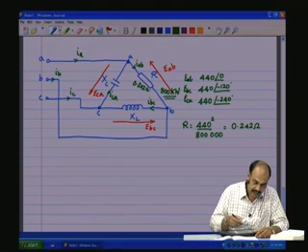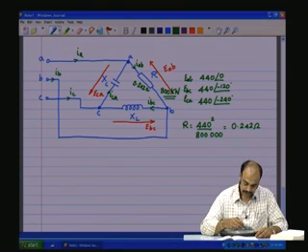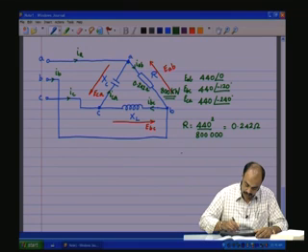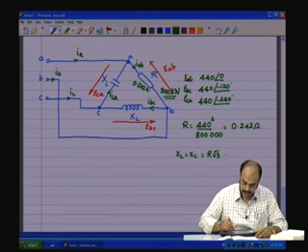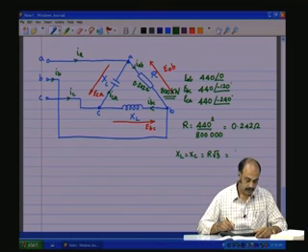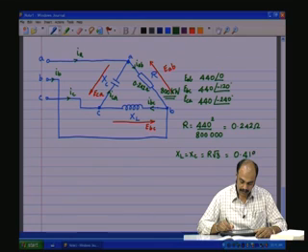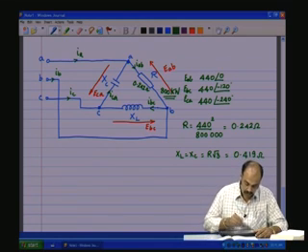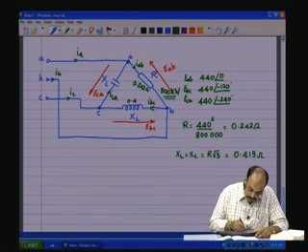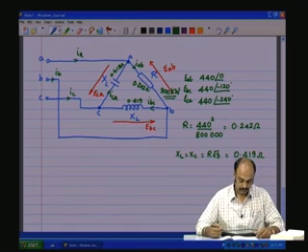The value of XL and XC should be XL equals XC should be equal to R root 3 and that is 0.419 ohms. So, we put here 0.419 ohms, 0.419 ohms here also. One is capacitive, one is inductive.